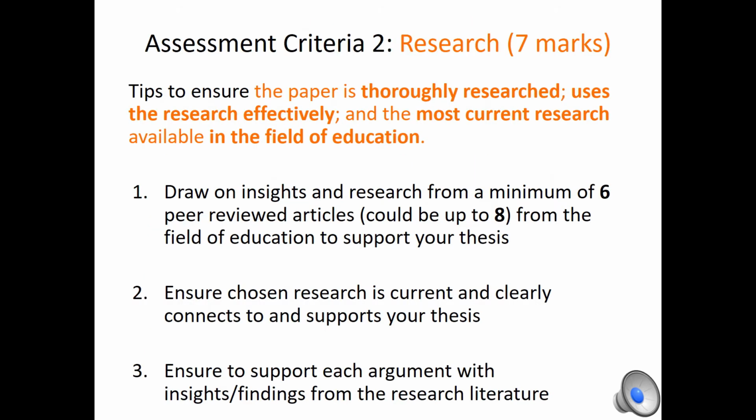The second assessment criteria under the title of research states, the paper is thoroughly researched and the student uses the research effectively. The student uses the most current research available and draws upon literature in the field of education. To ensure you address this assessment criteria, I invite you to do the following. Draw on insights and research from a minimum of 6 peer-reviewed articles. So you can use non-peer-reviewed articles, but I invite you to ensure that you have a minimum of 6 peer-reviewed articles cited in your paper.